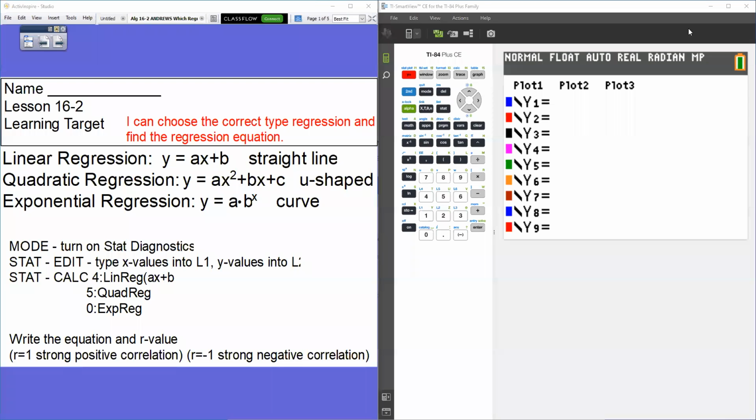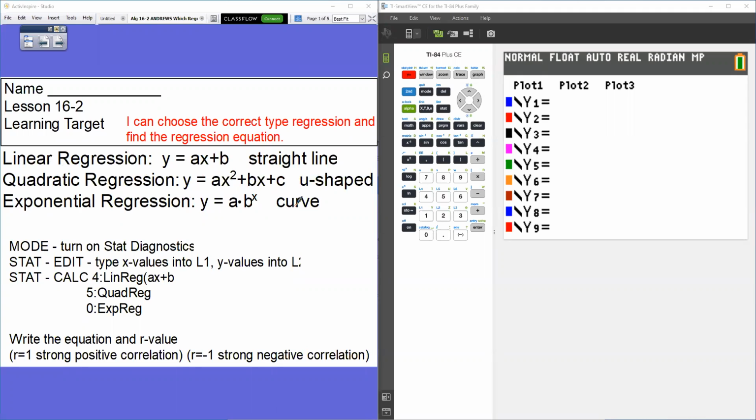This is a lesson for 16-2. What you're doing today is choosing the correct type of regression. So you have to, again, identify the type of regression, whether it is linear, quadratic, or exponential. Remember that linear regressions form a straight line. Quadratic regressions form a U shape like a parabola, and exponentials are curved.